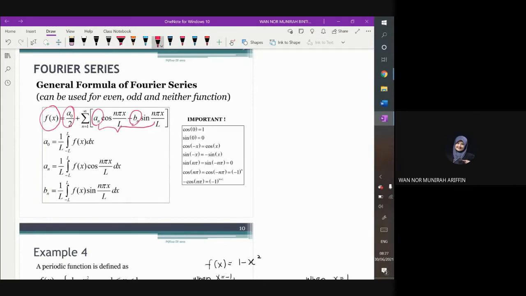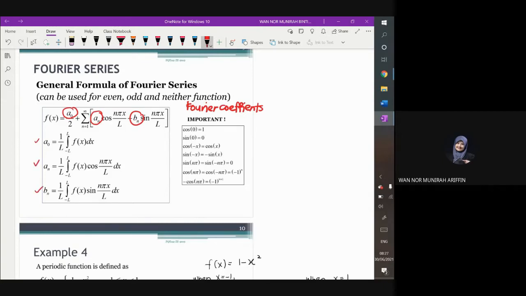Alright, so now we call a naught, a_n and b_n the Fourier coefficients. If I tell you to find the Fourier coefficients, it means you need to find a naught, a_n and b_n. So how to get a naught, a_n and b_n? They can be found by using these formulas.